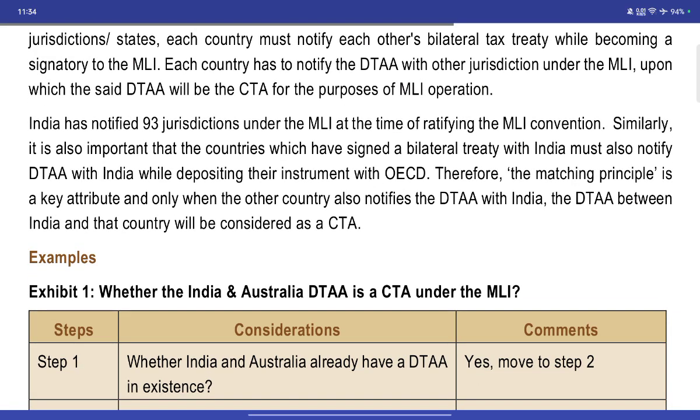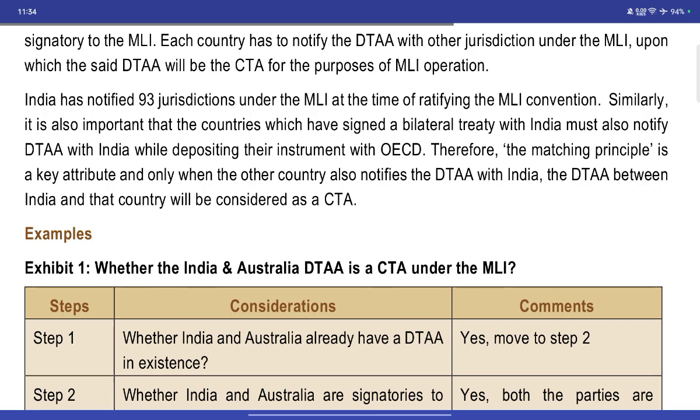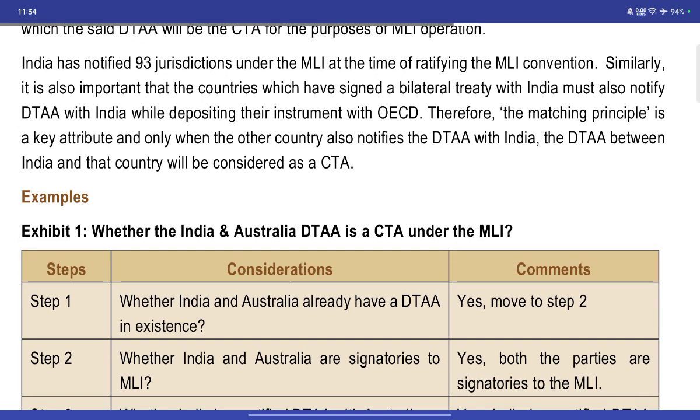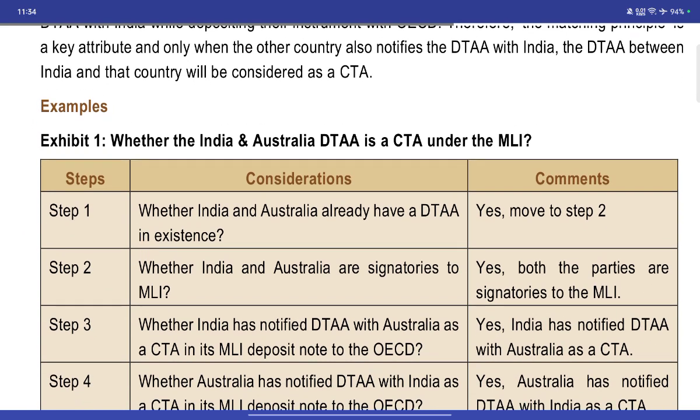India has notified 93 jurisdictions at the time of ratifying the Multilateral Instrument Convention. Similarly, it is also important that the countries that have signed a bilateral treaty with India must also notify the DTA with India by depositing their instrument with the OECD. Therefore, the matching principle is the key approach, and only when the other country also notifies the DTA with India will the DTA between India and that country be considered a CTA.